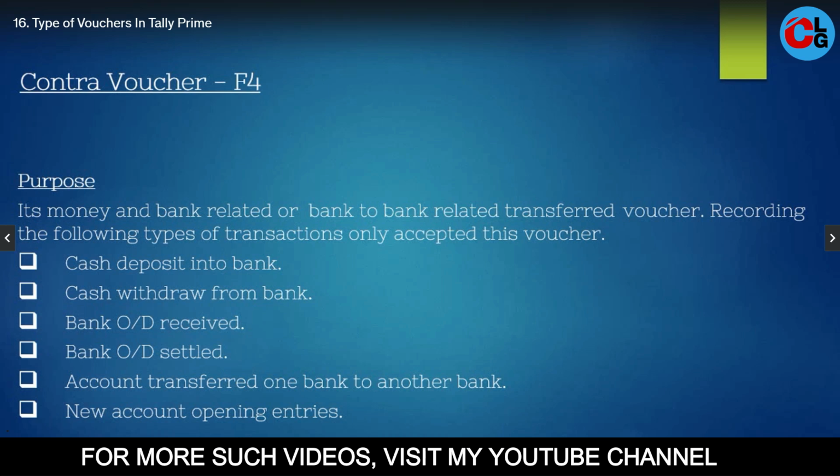Those are cash deposit to the bank, cash withdrawal from the bank, bank OD receive, bank OD settle, account transfer from one bank to another bank, and new account opening entries. We are going to record these in the Contra voucher. The Contra voucher shortcut key is F4.